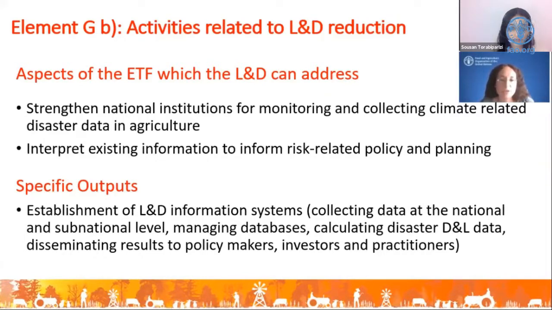By establishing the information system as per the FAO guidelines, institutional capacity for monitoring and collecting climate-related information on disasters in agriculture can be enhanced, as well as the dissemination of information for policy making and planning.